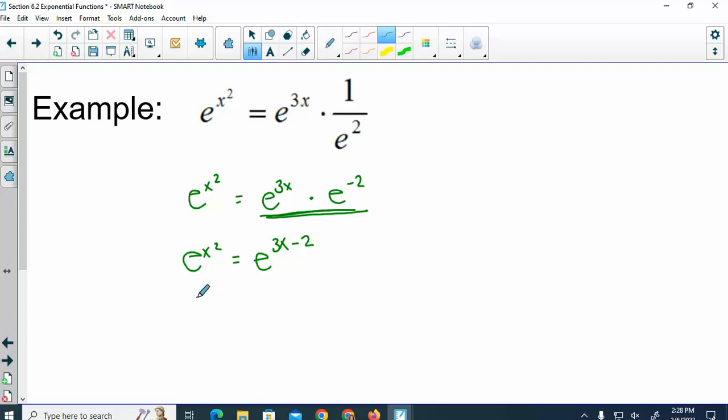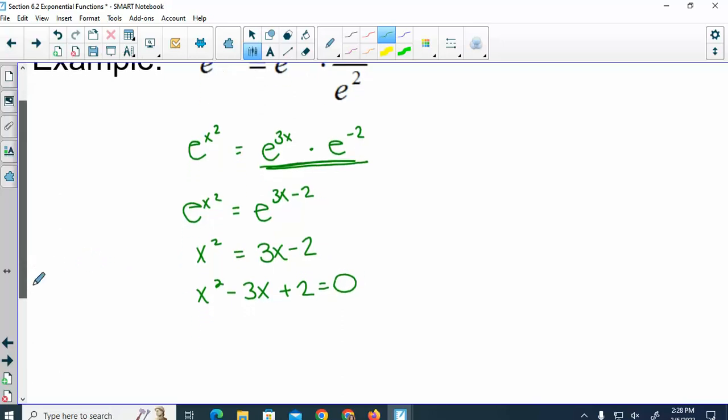So now we have 1 E on each side, so we can set our exponents equal to one another. So it's a quadratic, we set it equal to 0. So what would this factor into? Negative 2, negative 1. So x equals 2, 1.